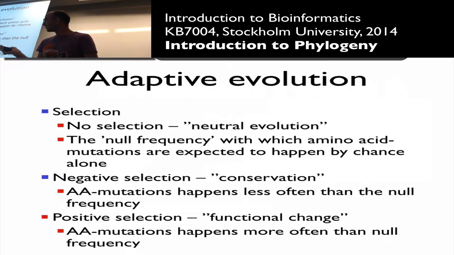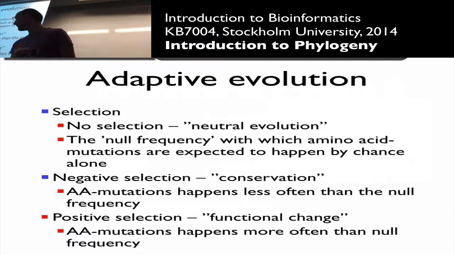Of course, there are also many genes, many parts of genes, that have negative selection. So often you have much fewer mutations. Most things that we do to a protein might destroy it. There are also rare cases where we find positive selection. Basically, you have genes that evolve faster than expected.